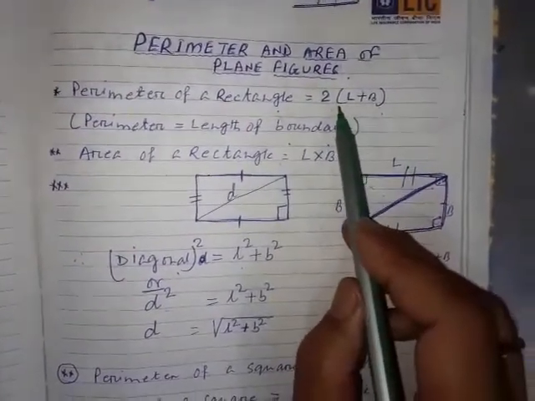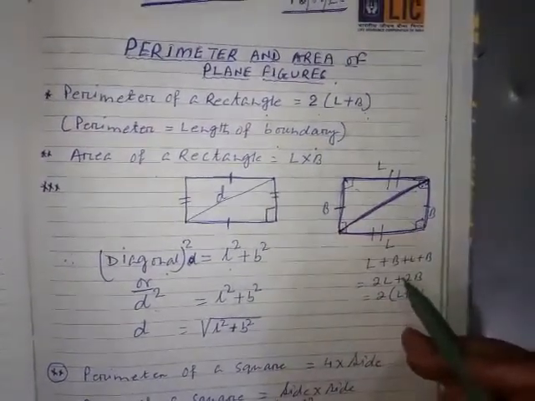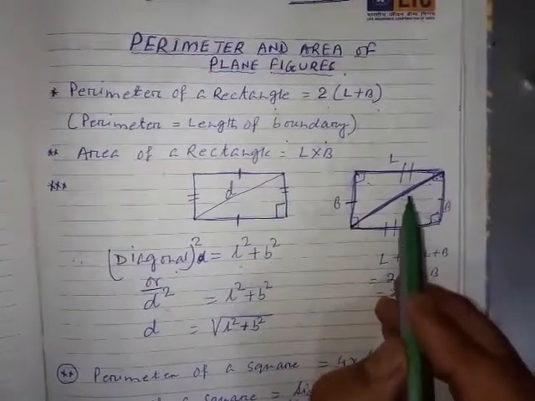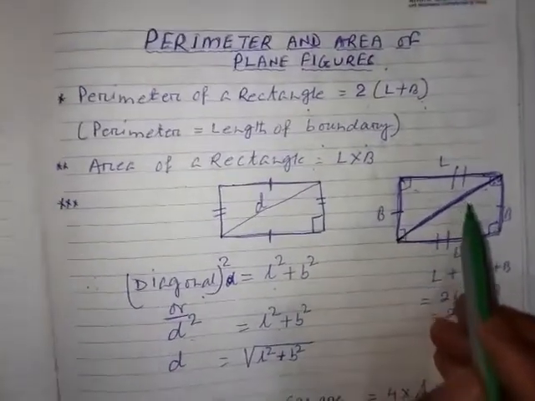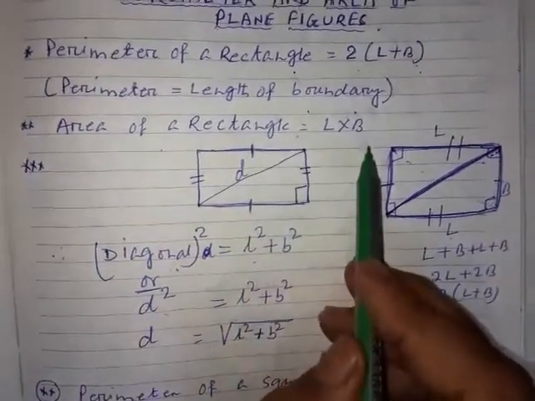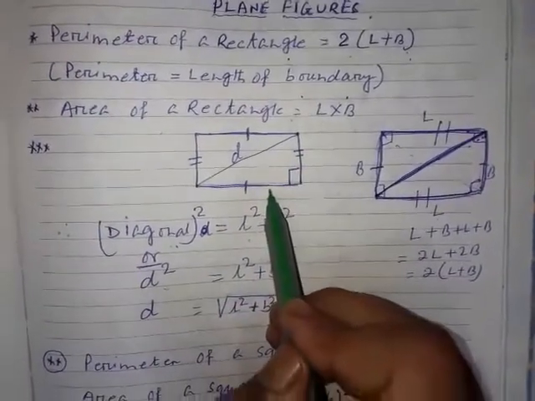There, I told you 2 into L plus B. How this L plus B comes, I already explained. So boundary, that means perimeter, is equal to the total length of its boundary wall. Then I told you what the area of a rectangle is. Then I told you how to find the diagonals of a rectangle.